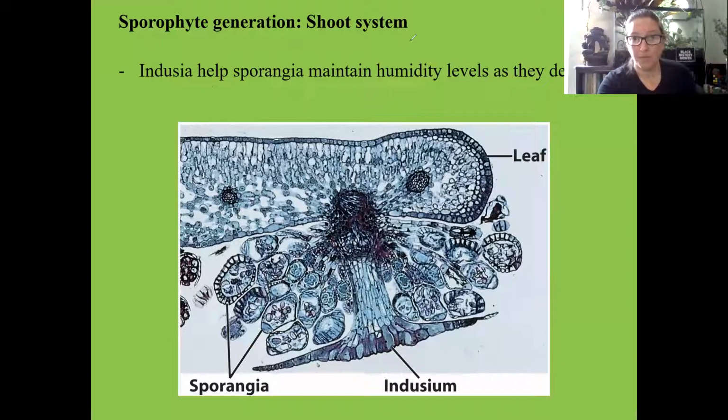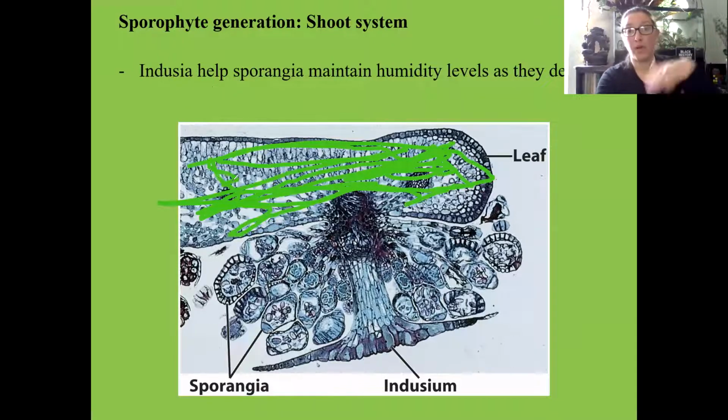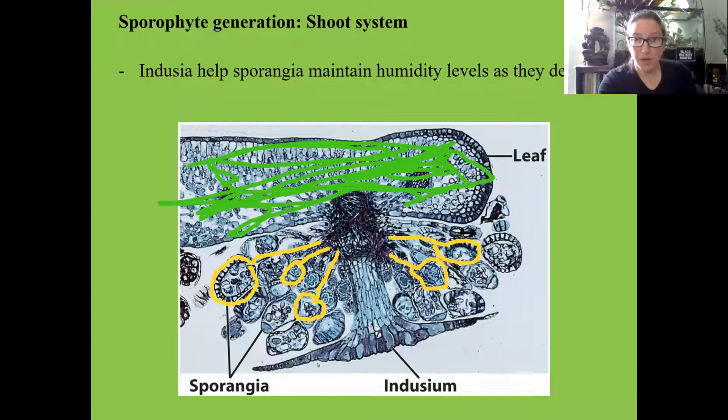So look here, this is the cross section through a fern leaf, right? Here, this here is the leaf. Remember, the sporangia are going to be located on the bottom of the leaf. So here's one sporangia. Here's another sporangia. Here's another sporangia. There's a whole bunch of them. Here's another one, etc. These are all sporangia underneath here. We can call this cluster of sporangia a sorus, right?